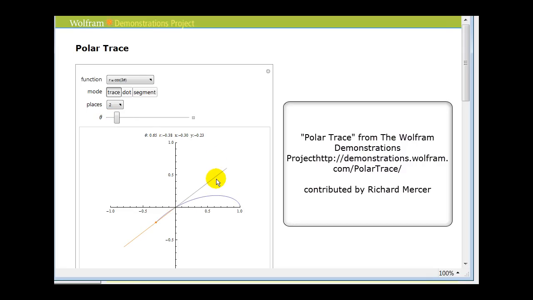Then, from pi over 4 to pi over 2, cosine 3 theta would be negative, so we're plotting points down here in the third quadrant in the opposite direction. From pi over 2 to pi, the r value will be positive, so we're plotting points in the second quadrant. And then lastly, we finish off with a little piece in the fourth quadrant. After pi radians, the graph repeats itself. Here we have a rose again with 3 petals.